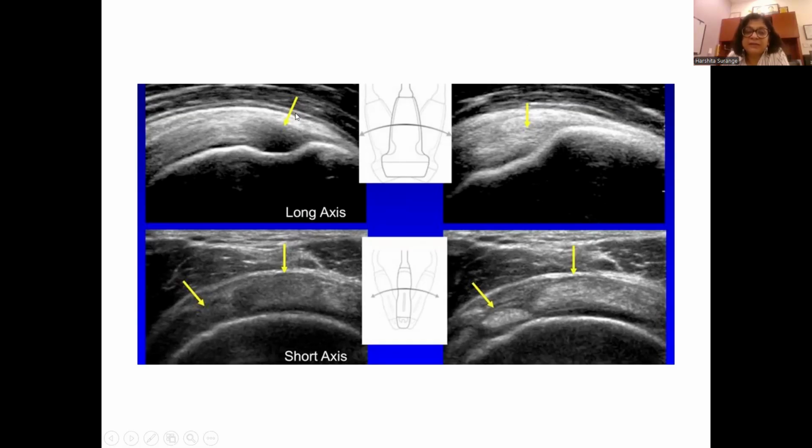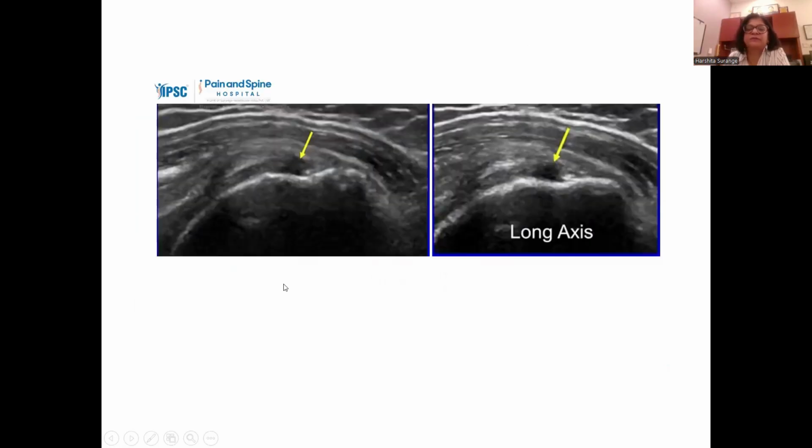But if you still see something like this, always move your probe by 90 degrees and see it in the short axis. If there is a tear, it would be seen in the short axis too, right? If there's no tear, it will not be seen in the short axis. So always visualize the structure in two axes before labeling it as a pathology.